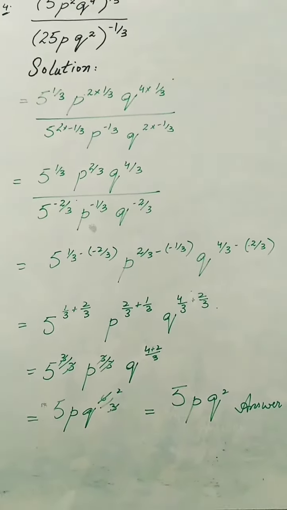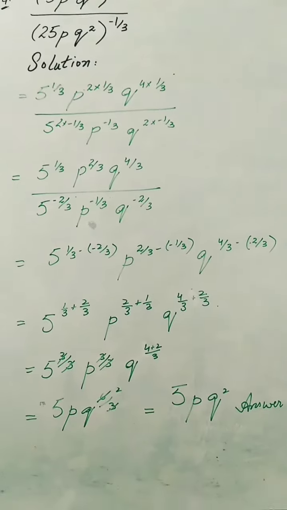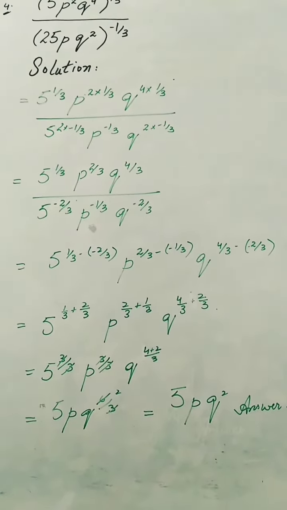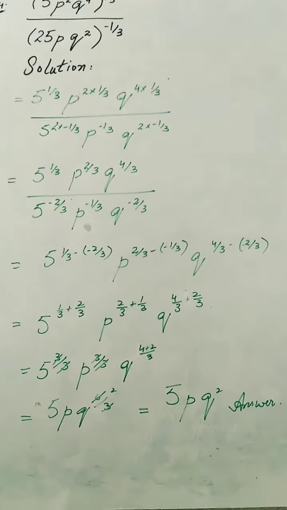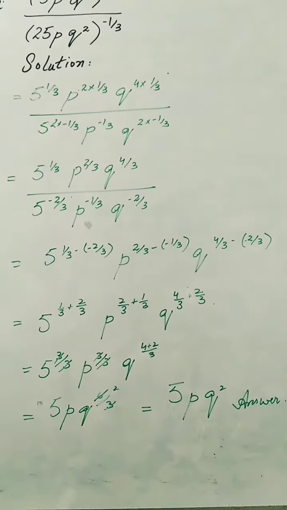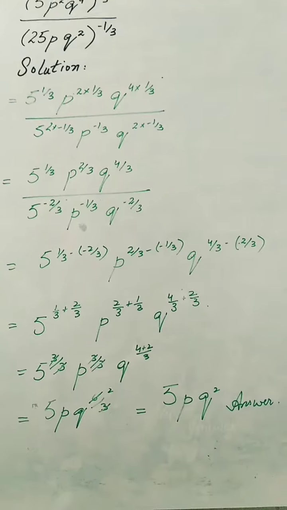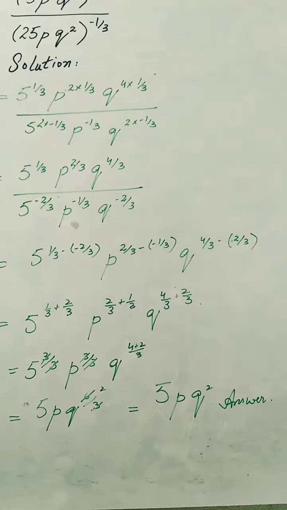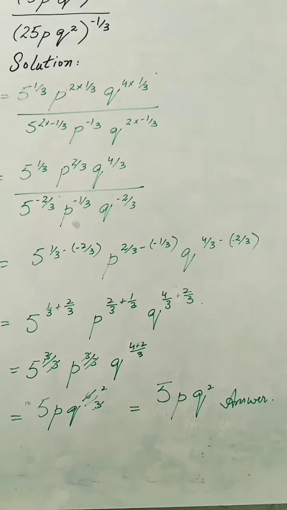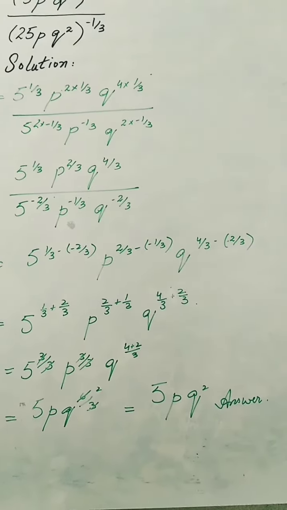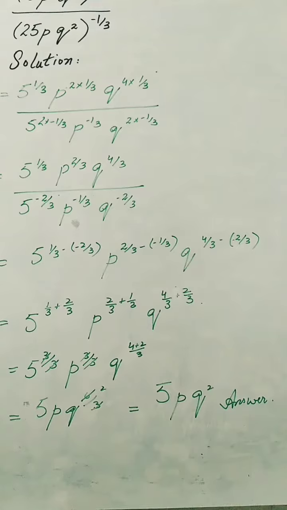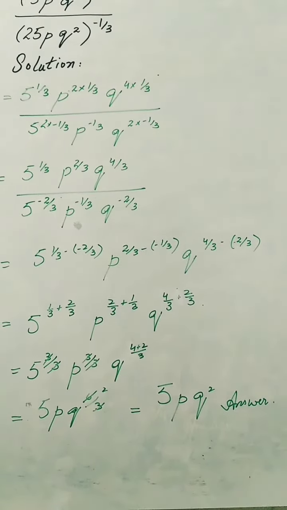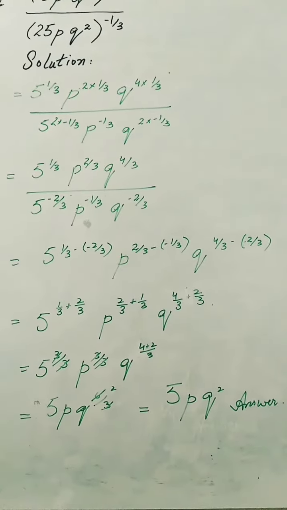Now applying the rule here, as we know, whenever the base is same and the division is involved, the powers subtract from each other. So we will write it as 5 raised to the power 1 over 3 minus 2 over 3, which was in the denominator. Similarly, p raised to the power 2 over 3 minus 1 over 3, the power in the denominator. q 4 over 3 minus 2 over 3, which was in the denominator.